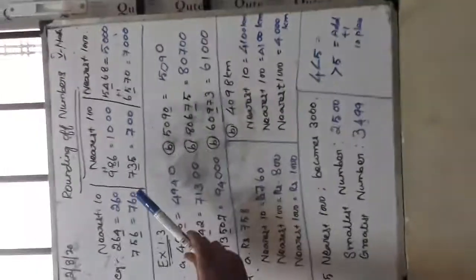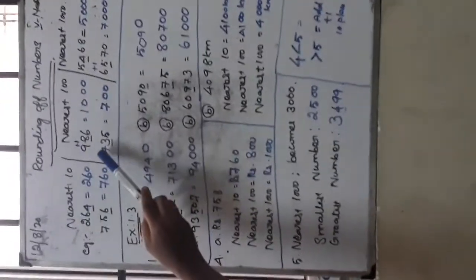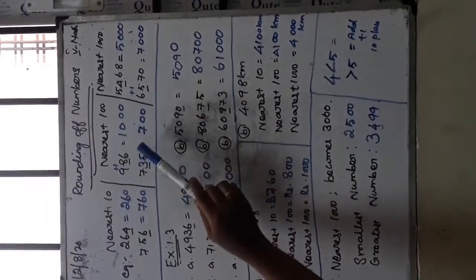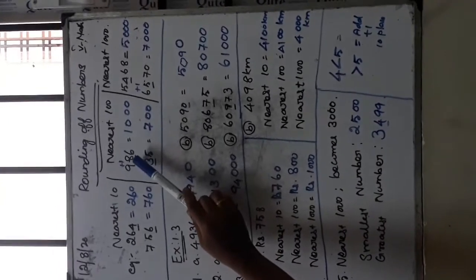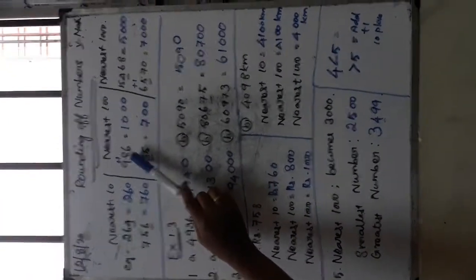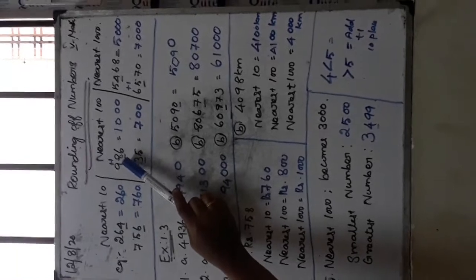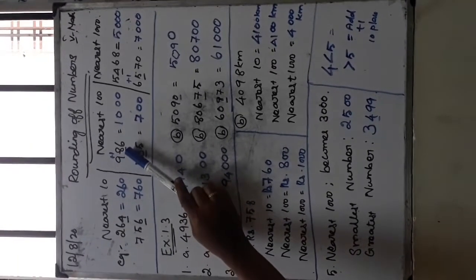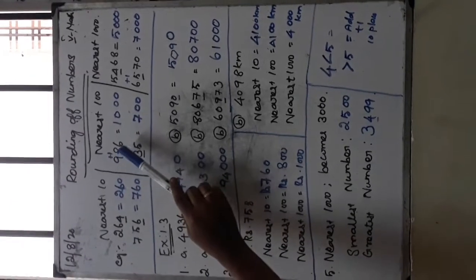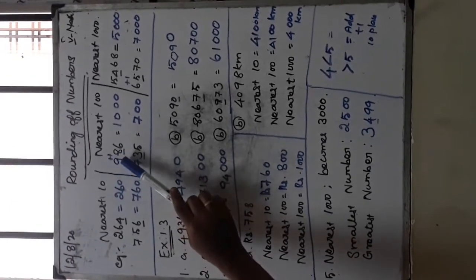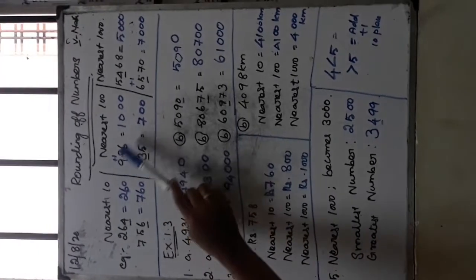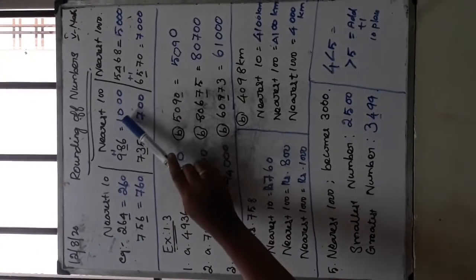Nearest 10 is done. Next, nearest 100. Here you put 00 at the end. Then you look at the tens place. The tens place is 8. Is it greater than or less than 5? It is greater than 5. So you have to add 1 in the hundreds place. So 9 plus 1 is 10, so the answer is 1000.